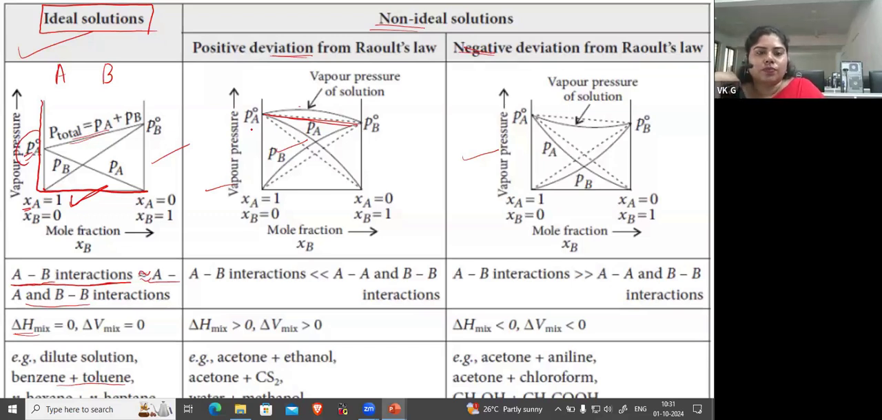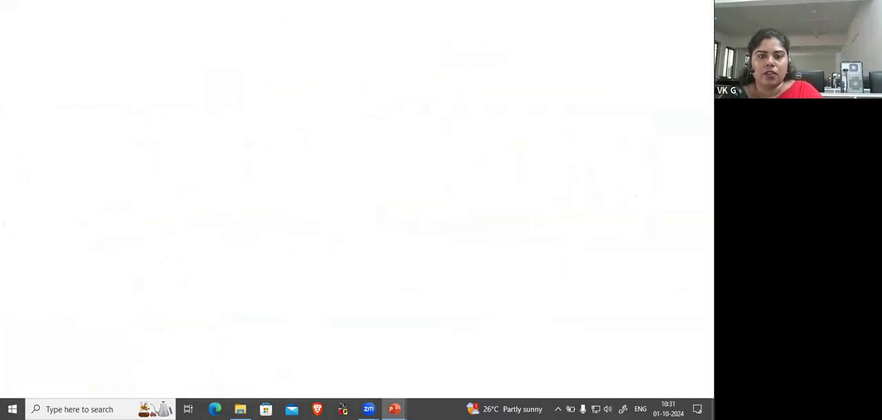Anyway, talking about non-ideal solution showing positive deviation. Positive deviation means, I told you, vapor pressure has increased. This is the original line, and from here it has increased. You see, vapor pressure has increased. There can be two types of interactions. Just you need to get it. You need to understand. So you understood that non-ideal solution can show positive deviation and negative deviation. Correct?